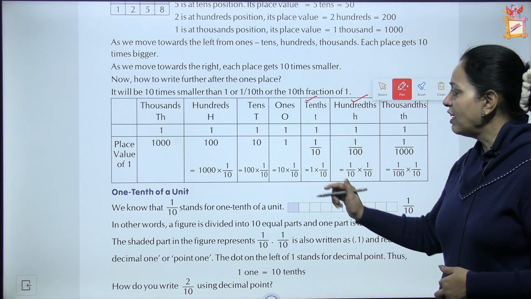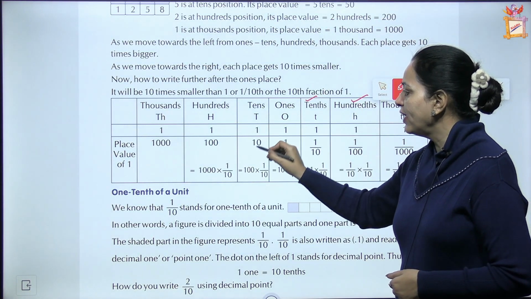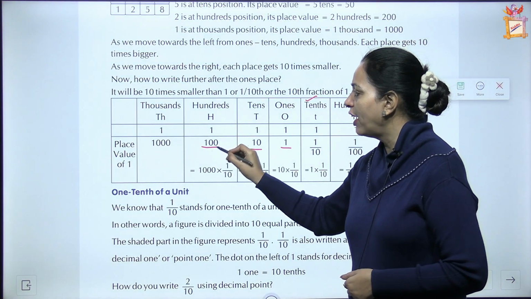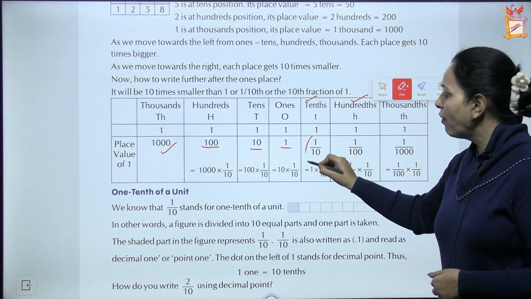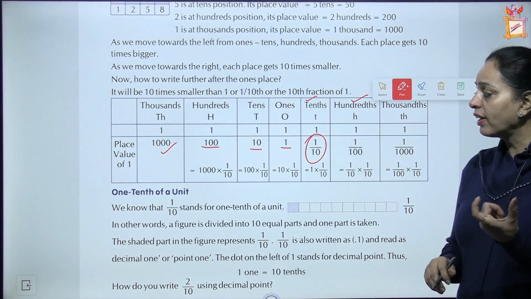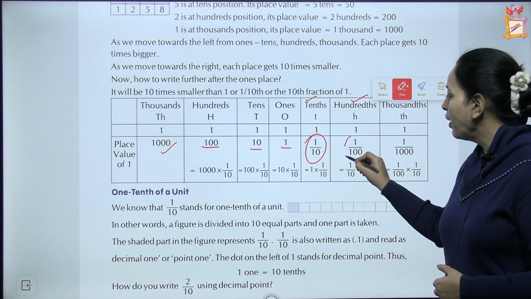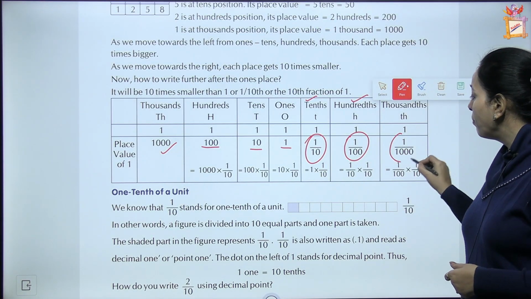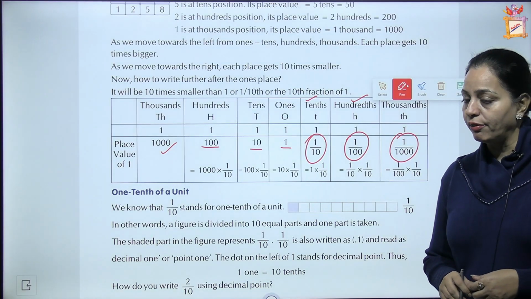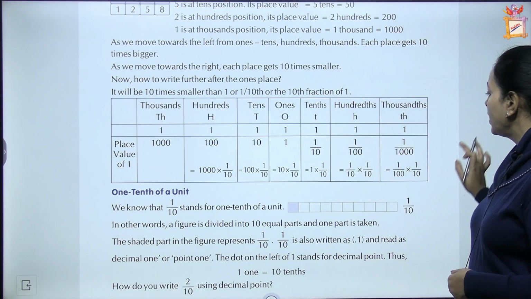Okay, so you can see ones means 1, tens means 10, hundreds means 100, and thousands means 1000. Tenth means 1 by 10, the 10th part of 1, then 1 by 100, the 100th part of 1, then 1 by 1000, right? So I hope this is clear to you.